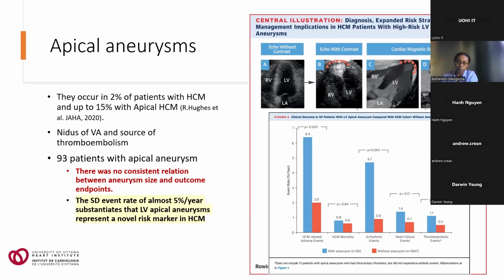Another important point to make from this study is that apical aneurysms were missed in 46% of cases when echo was used without contrast, and they were identified using cardiac MRI. So this highlights the importance of using cardiac MRI or echo with contrast to identify apical aneurysms.